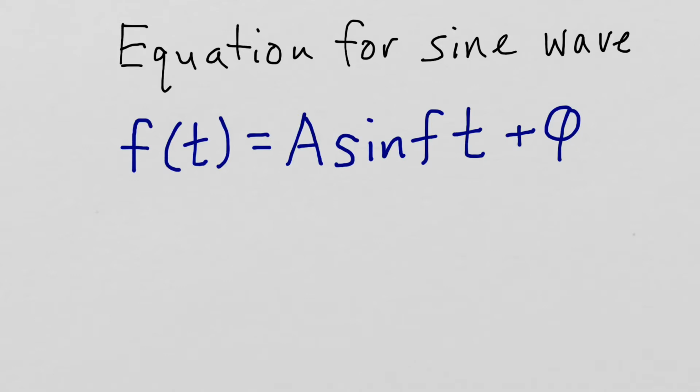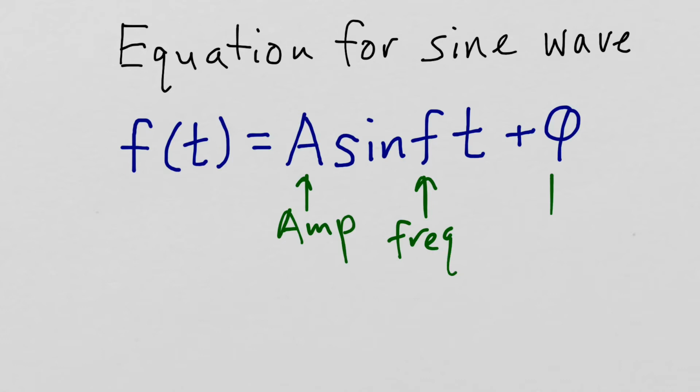So one way to think about it is if you look at the equation for a sine wave, and remember these are the building blocks for our complex waves, then it's a function f of t, where t is time, and where we have a term for amplitude, and we have a term for the frequency, and we have a term for phase.